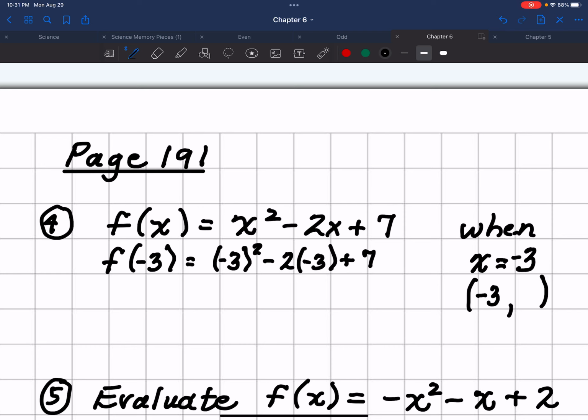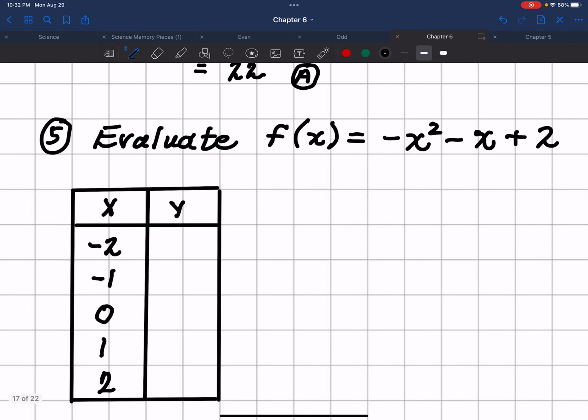And I have negative 3 squared, that's positive 9, then plus 6 plus 7. So that equals 15 plus 7, or 22. So when x is negative 3, y is positive 22. And if you're following in the textbook, that's option A.